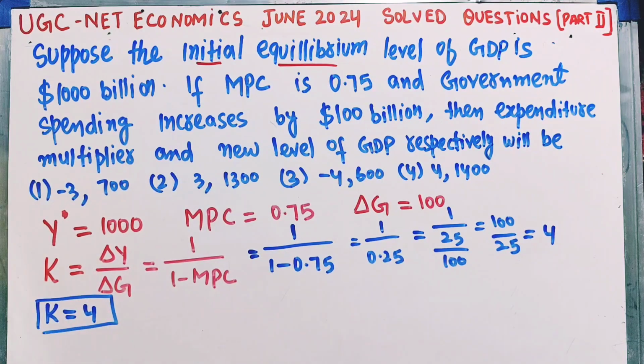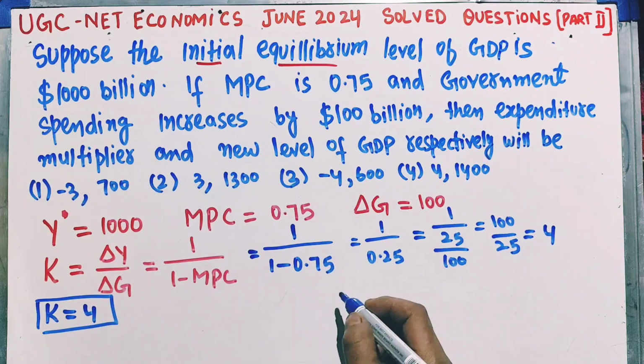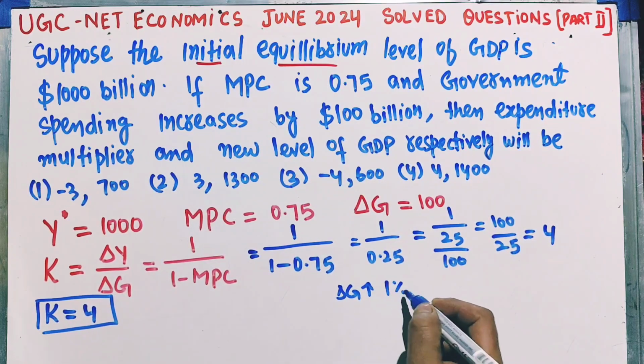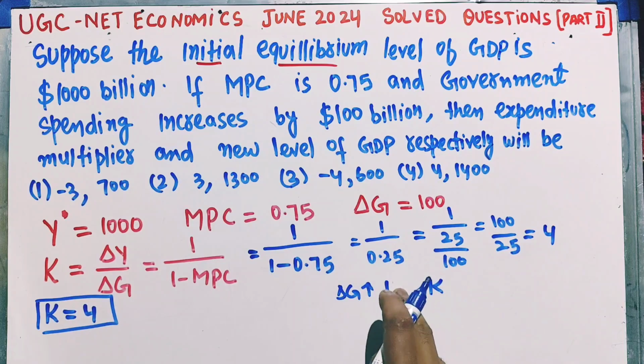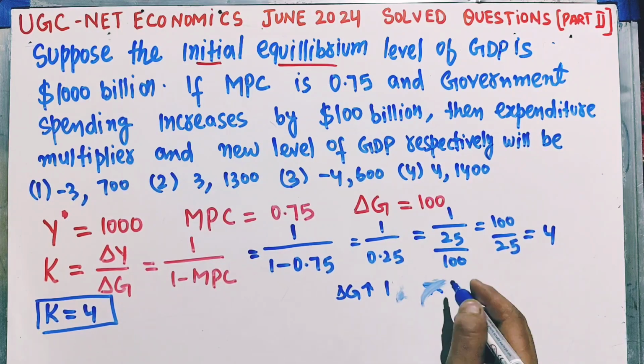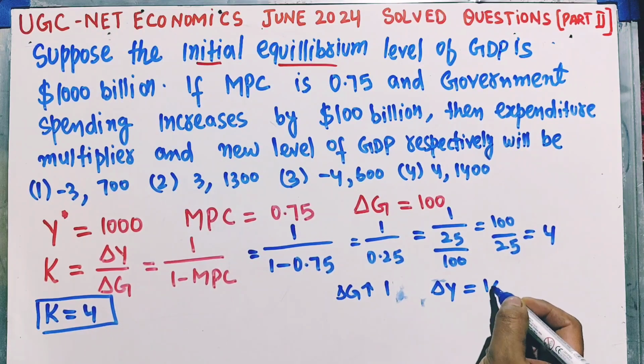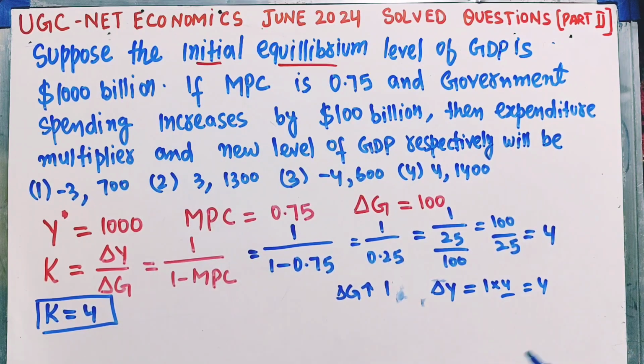What does it tell us? It simply tells us how much the GDP will increase if there is an increase in the government spending. That means if government spending increases by $1, the change in the GDP will be 1 into 4. 4 is the multiplier, so the equilibrium level of income will increase by $4.